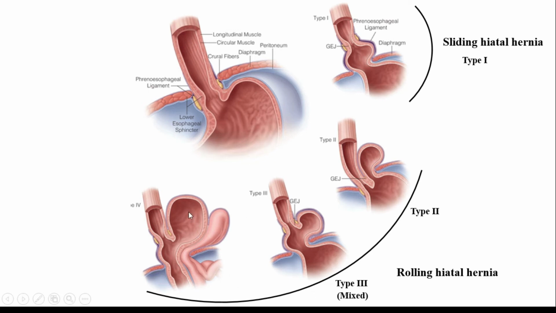Now let's go to the next picture. Here the junction moved up, the fundus moved up, and in addition some abdominal contents, like the intestines in this picture, may also protrude through the hiatus. If this happens, then this is known as the type 4 hiatal hernia. Type 4 hiatal hernia is actually a more severe form of the type 3 hiatal hernia. This is also a mixed hiatal hernia. As we can see, there is a sliding hiatal hernia and also a rolling hiatal hernia. So these are the types of the hiatal hernia.